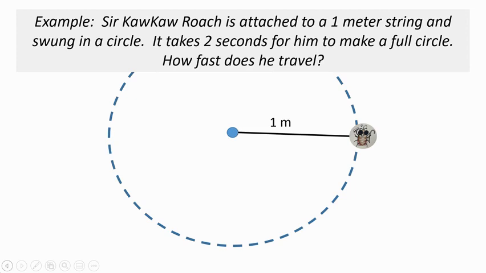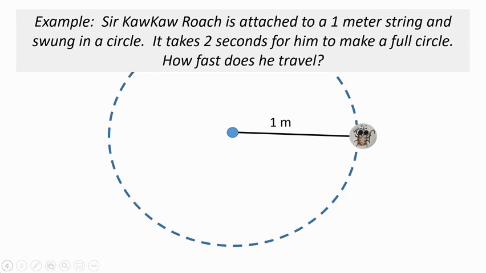First of all, let's look at how to find the velocity or the speed of something in uniform circular motion. Here's an example. A cockroach is attached to a 1 meter string and swung in a circle. It takes 2 seconds for him to make a full circle. How fast does he travel? All right, so someone picked him up, tied him to a rope, and swung him in a circle. The rope was 1 meter long, so his orbit was a circle with a radius of 1 meter.